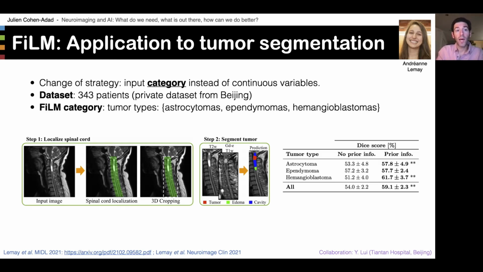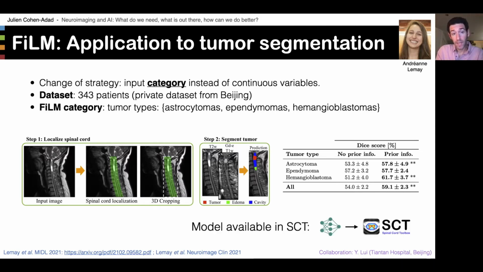And results showed a higher performance for the FiLMed UNet versus the regular UNet, meaning without prior information about the tumor type. So you can find more details about validation in the Medium article, as well as in the NeuroImage: Clinical article that was just published. Last but not least, an important contribution of Andrea Lemay's project is that she made the model available on the Spinal Cord Toolbox, which is an MRI analysis software widely used by the community, which is developed by our lab. So this model is currently available and being used by several collaborators.